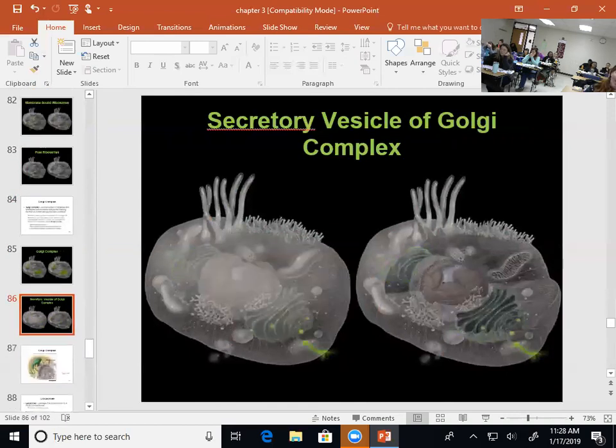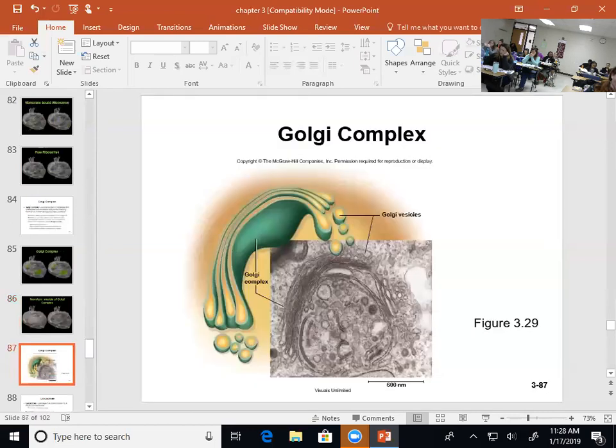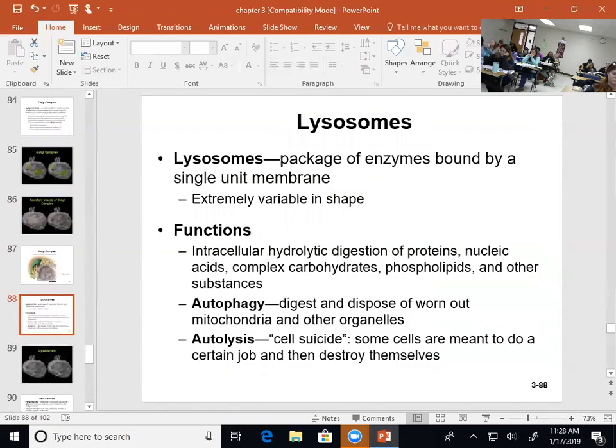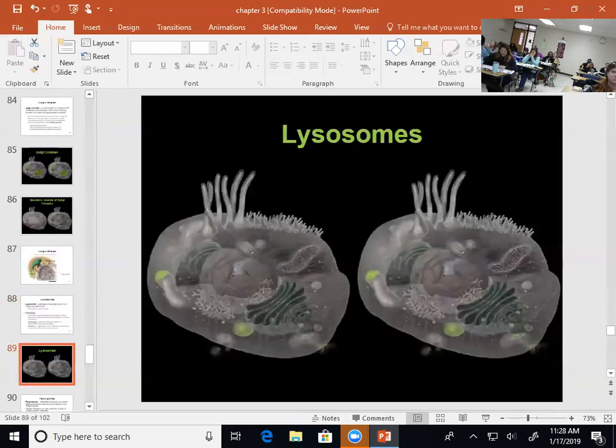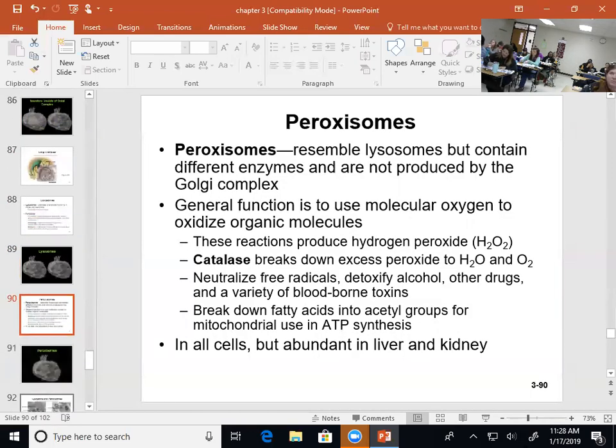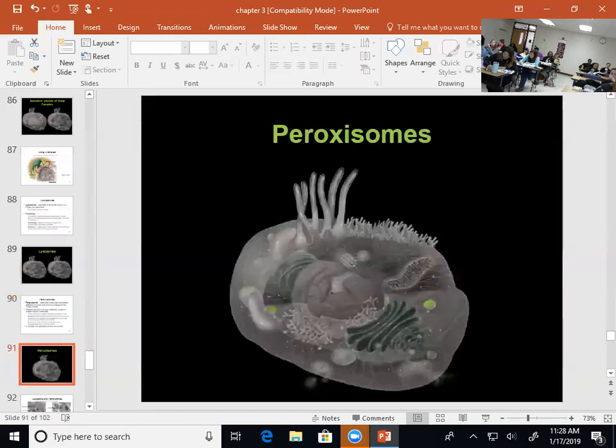Did we talk about vesicles? Yeah, and we've named a couple of them from the Golgi complex. What did we say? Look at this Golgi. It's all these little vesicles. We said a couple of them are like lysosomes and peroxisomes, didn't we? Did we say that? Yep. And do we know what the functions of them are? Yeah, we know what they do.